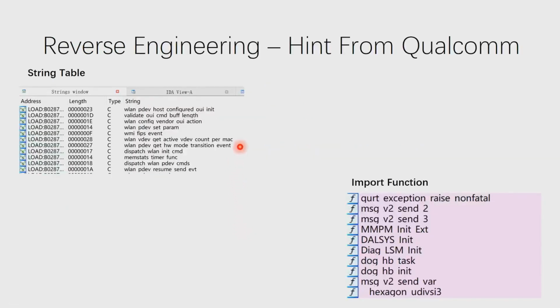The WLAN firmware has about 8,000 functions. It's a difficult task to reverse these functions without any knowledge. Luckily, Qualcomm has given us some hints. The most useful thing is the string table. With the string table, we can find a lot of useful function names. Another important thing is the import function table, because the WLAN firmware is loaded by the modem as a shared library. So the WLAN is using a lot of functions from the modem and leaves the function names in the import function table. That's quite useful.